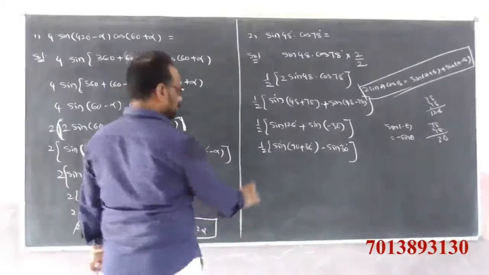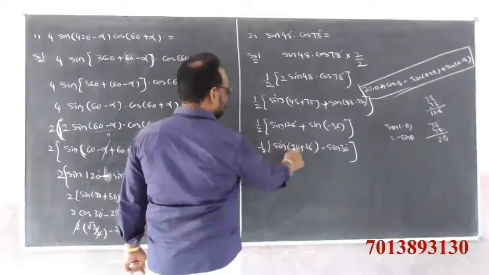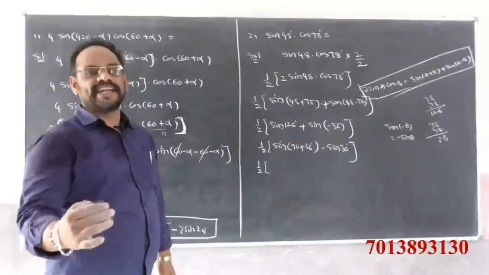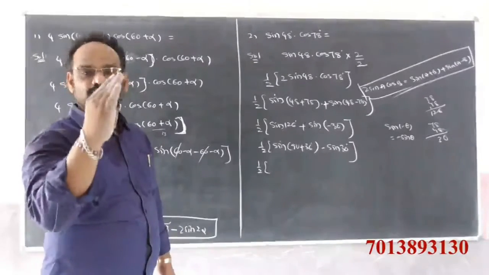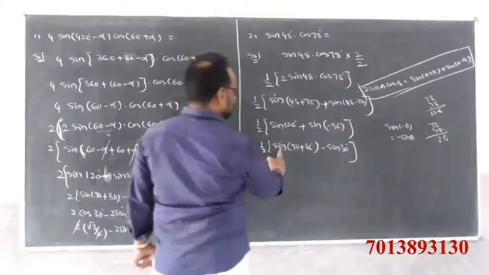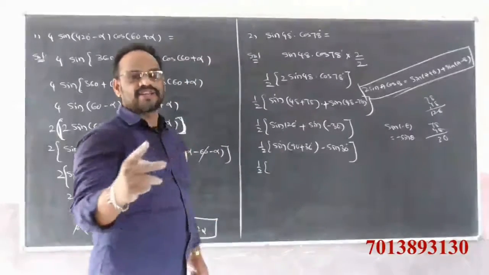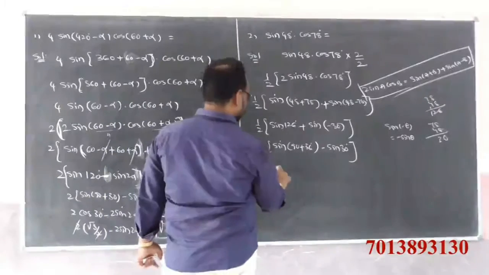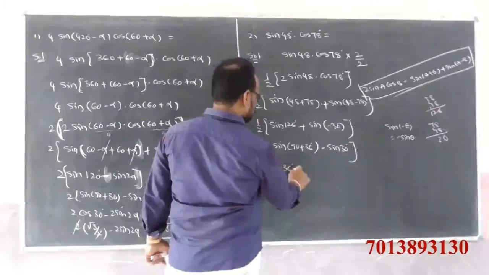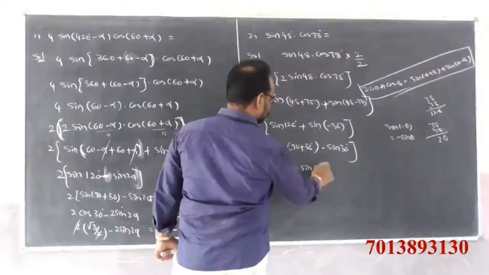So 1 by 2 into sin of 90 plus theta. 90 plus theta is clearly in the second quadrant, where sin is positive. Since 90 is there, the sin ratio changes to cos ratio. So we get here cos 36 minus sin 30.